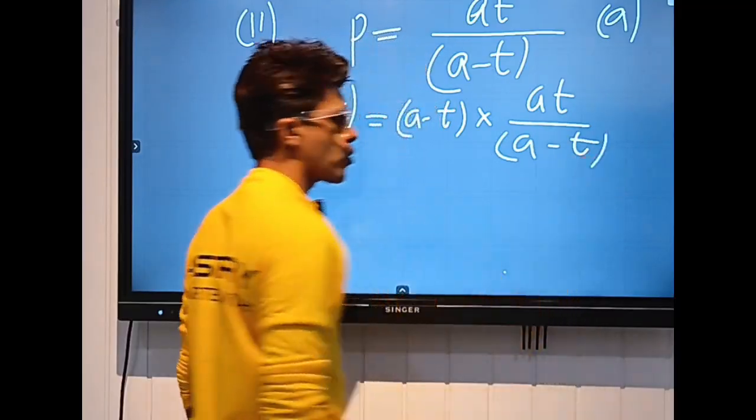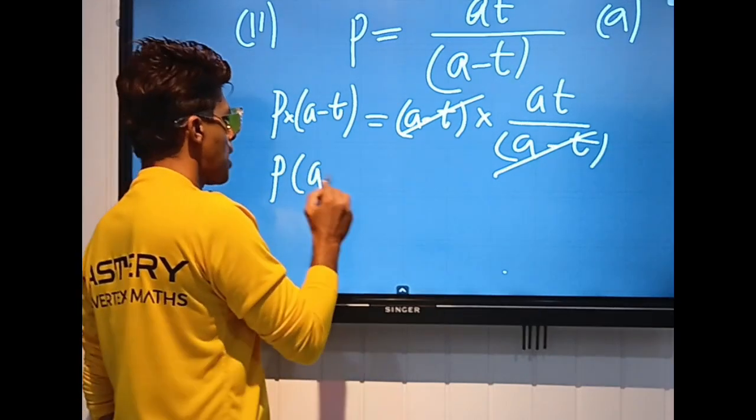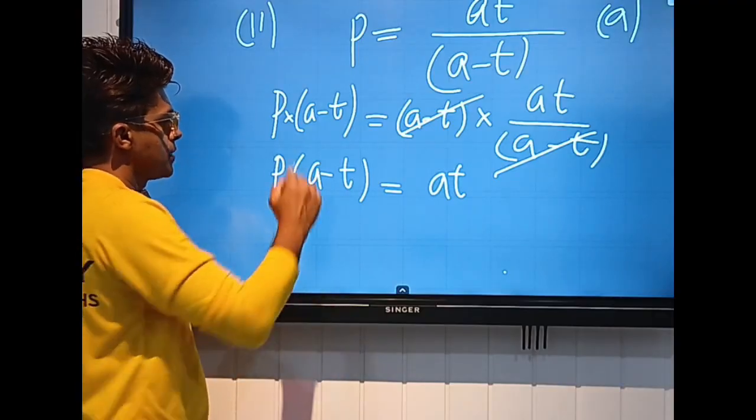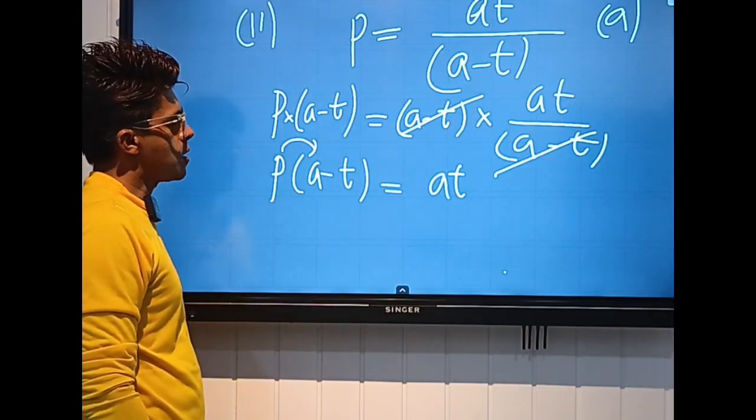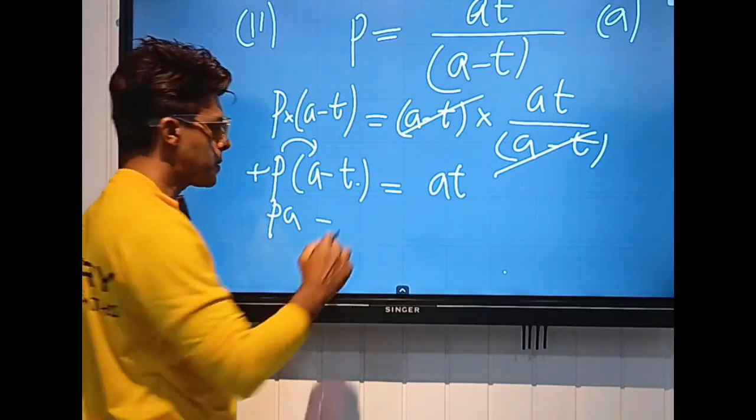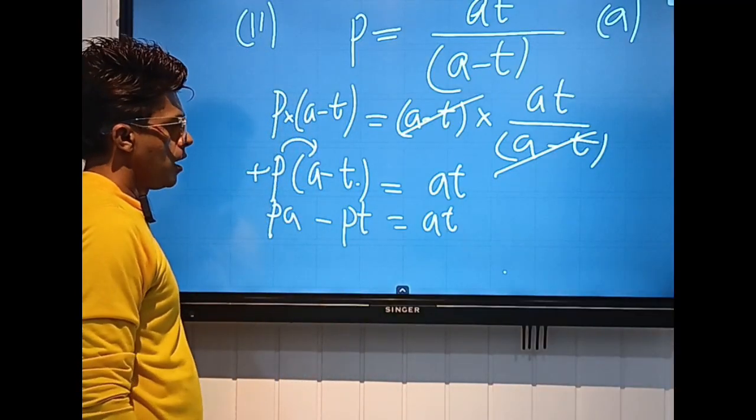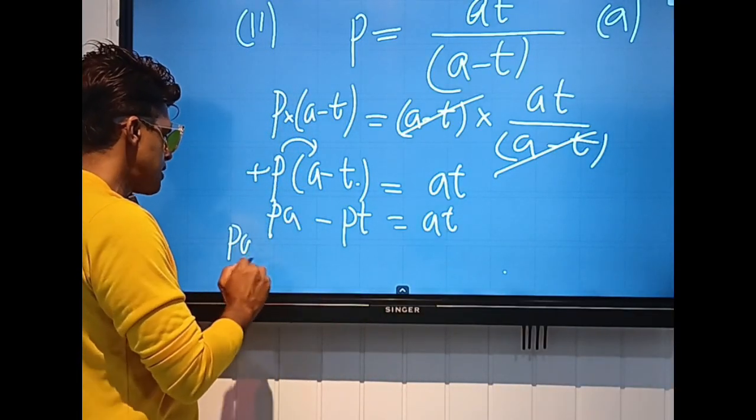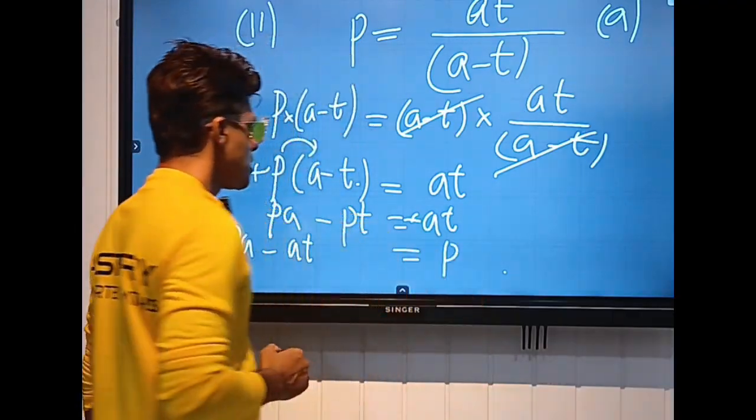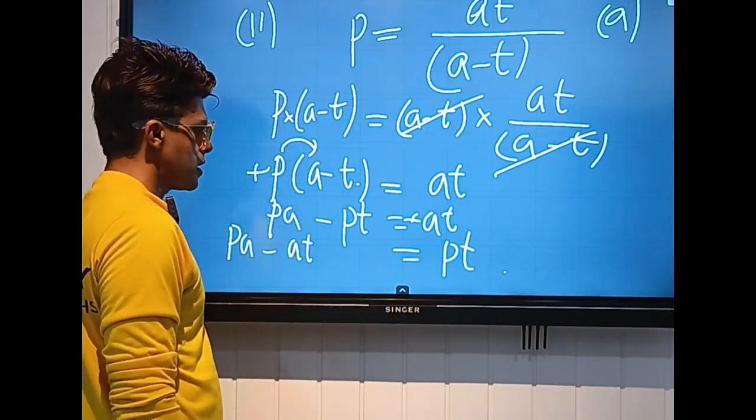The reason of multiplying is so as to cut this one. This one and this one can be cancelled out. So P times A minus T equals AT. Right now, let's multiply this one. We are going to write the term A as the subject of this formula. P times A, PA, here plus, here minus P times T, PT, equals AT. So now I bring this plus AT here, then this becomes minus AT, and this minus PT becomes plus PT. PA minus AT equals PT.